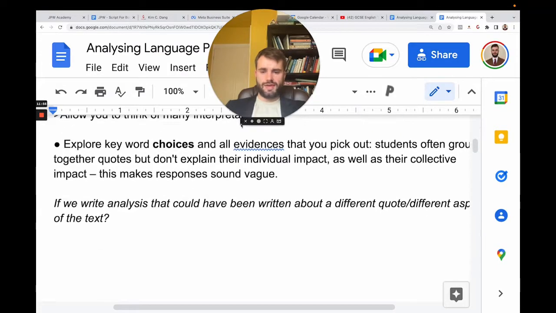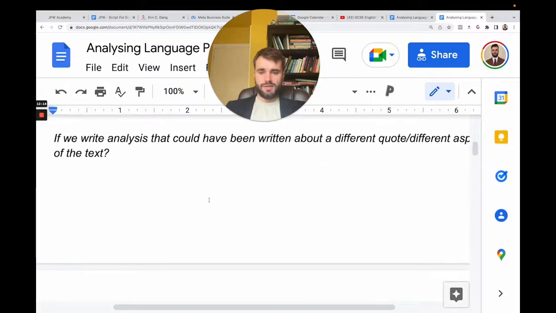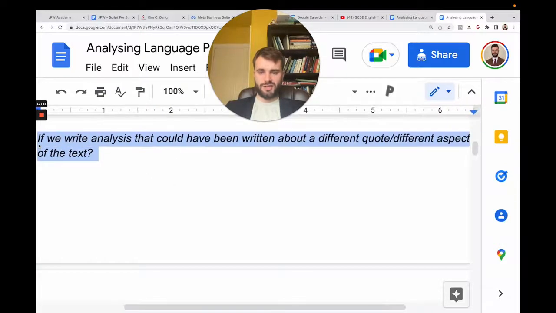And make sure you think about the choices, all the word choices, the exact words the writer chose, and all the evidence that you chose. So it's good to group together quotes, and then you can explain the effect of the individual quotes and the effect of all the quotes put together. That's called the collective impact, which makes your response much more specific. So ask yourself this question: could you have written the same thing about some other quote? And if you could, it's too vague. And that's a rule you can live by.